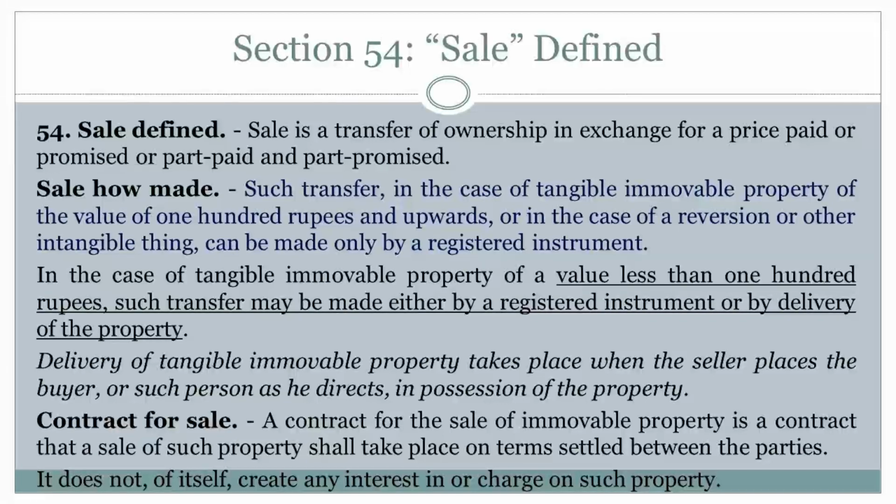So an agreement of sale is a contract, okay, that such a sale shall take place on terms settled between the parties. However, that contract for sale does not of itself create any interest in or charge on such property. I hope that's clear. Pause it, read it carefully. I'm back on screen. So I've given you a lot of information there in Section 54.